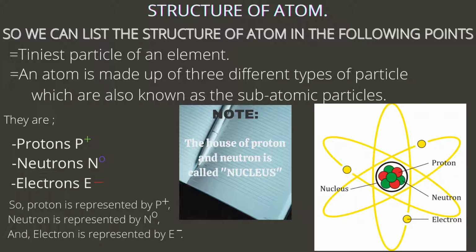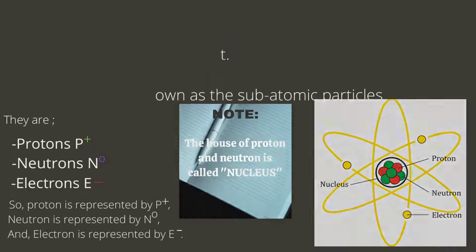So here is a note. It may come in exams. The house of protons and neutrons is called the nucleus. So here is a diagram. This is the nucleus and it is filled up of protons and neutrons, and electrons revolve around it in a fixed path called orbit. We will discuss it later. So let's move on.